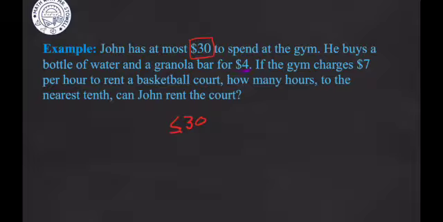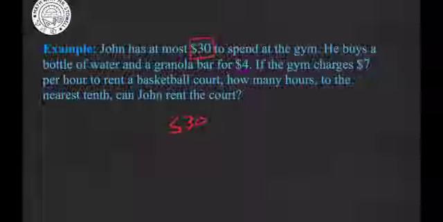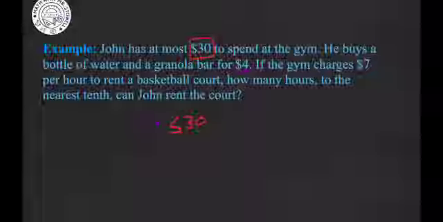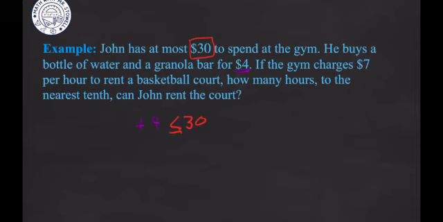Okay. We know that he bought a water bottle and granola bar. So he already used $4 of that. Right? He bought a granola bar and water. What we are going to end up doing is compare the sides. So we are going to have one side, which is how much he spends. We're going to have the other side, which is how much he has at most. So we know he spends $4, so that's a plus 4.